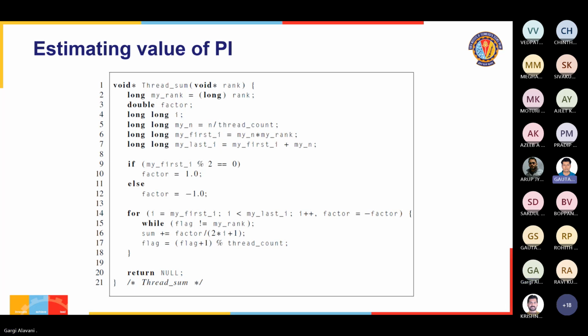Ma'am, this flag should be a shared variable across threads, right? If we want to apply the busy wait, or is it something different? Flag, yes, flag is a shared variable. It's a global one.